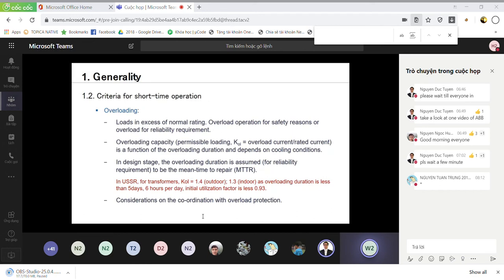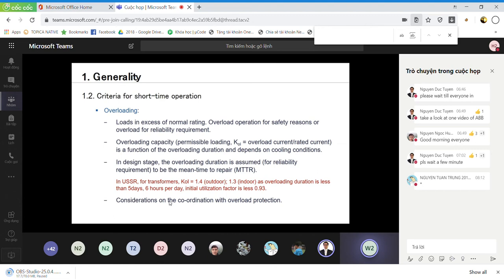So we are going to talk about the criteria for short time operation. Here I'm talking first about overloading: load in excess of normal rating, overload operation for safety reasons, or overload for reliability requirements. The next one is overloading capacity, which is a function of the overloading duration and depends on the cooling condition. In the design stage, the overloading duration is assumed to be the mean time to repair, meaning for reliability requirement.